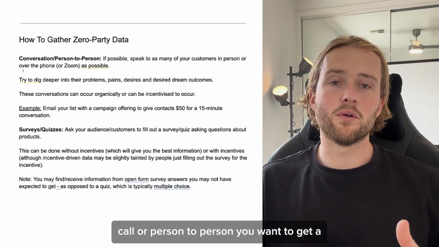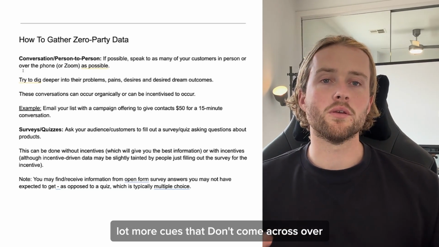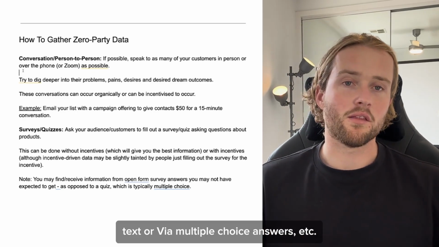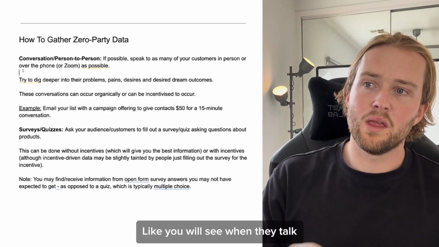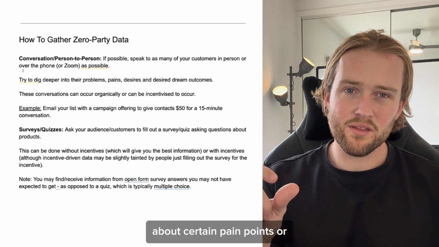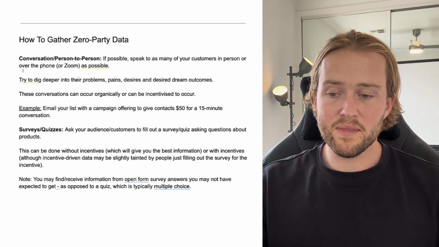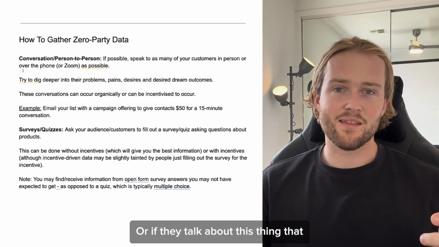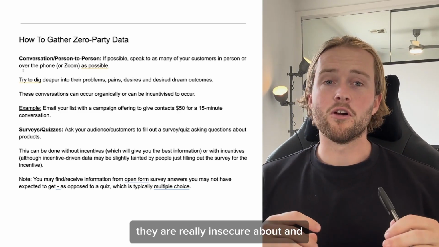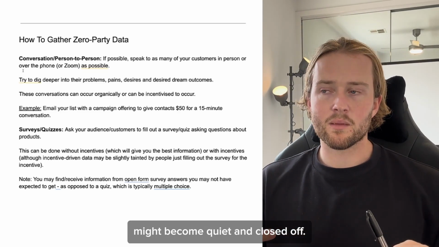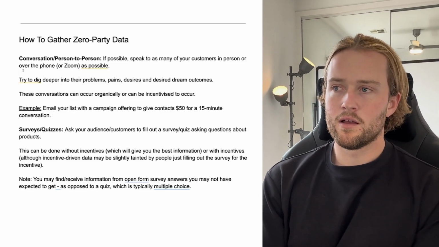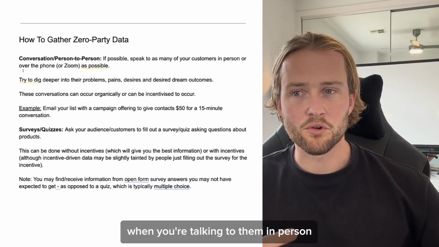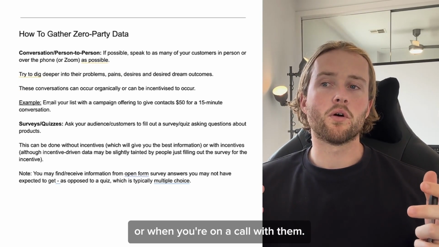Especially if you're on a Zoom call or person to person, you're going to get a lot more cues that don't come across over text or via multiple choice answers, etc. Like, you'll see when they talk about certain pain points or certain things they're looking for, they might light up and they might be extra excited and extra happy to talk about it. Or if they talk about something they are really insecure about and they're trying to get rid of, they might become quiet and closed off. So you're just able to see a lot more of what they're actually feeling when you're talking to them in person or when you're on a call with them.